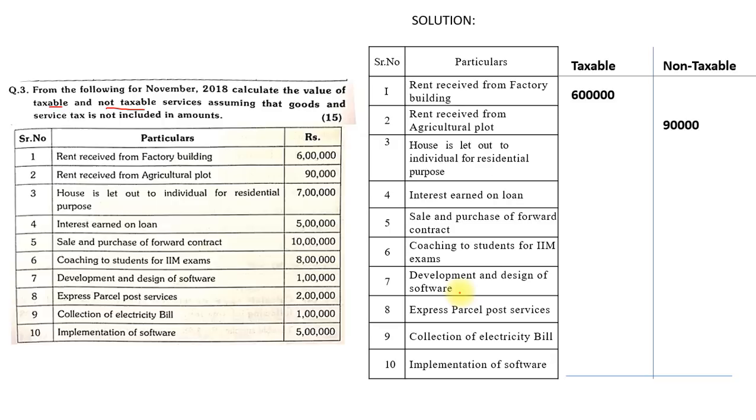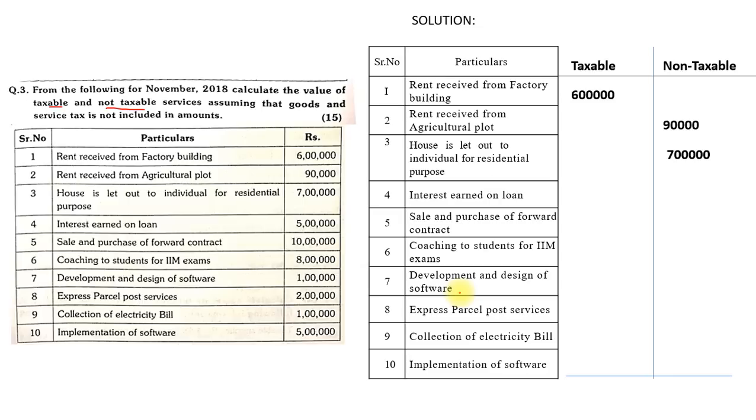A house let out for residential purpose. If you're staying in a house for residential purpose, GST is not applicable, so it's not taxable. But if it was for commercial use, it would have been taxable. Since it is for residential, non-taxable.